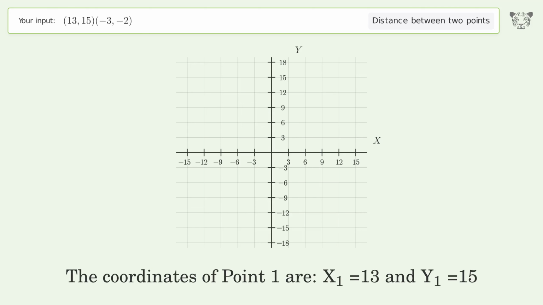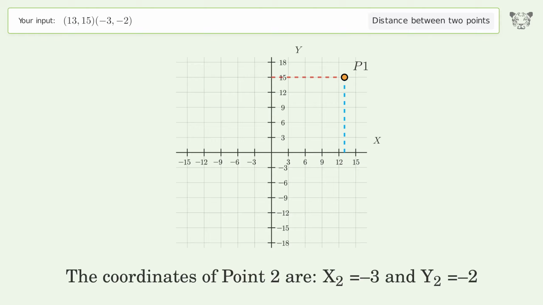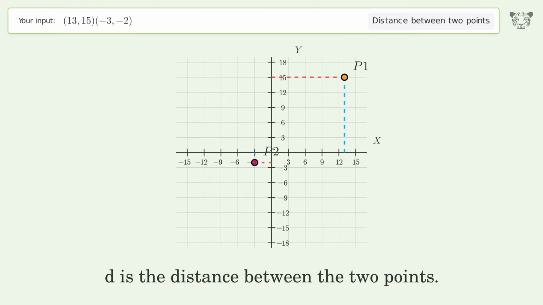The coordinates of point 1 are x1 equals 13 and y1 equals 15. The coordinates of point 2 are x2 equals -3 and y2 equals -2. D is the distance between the 2 points.